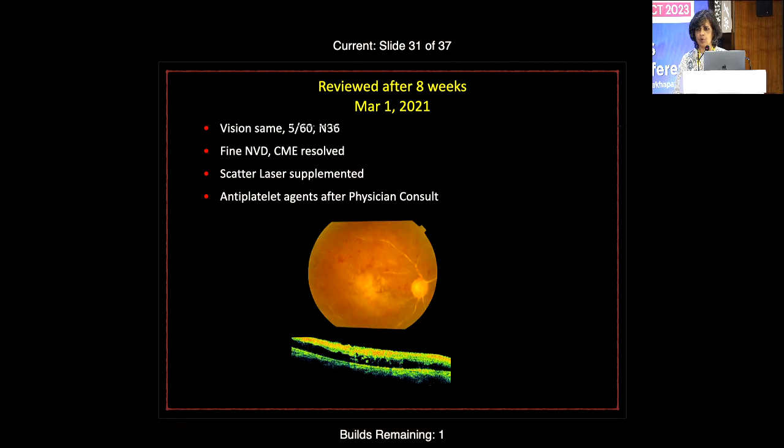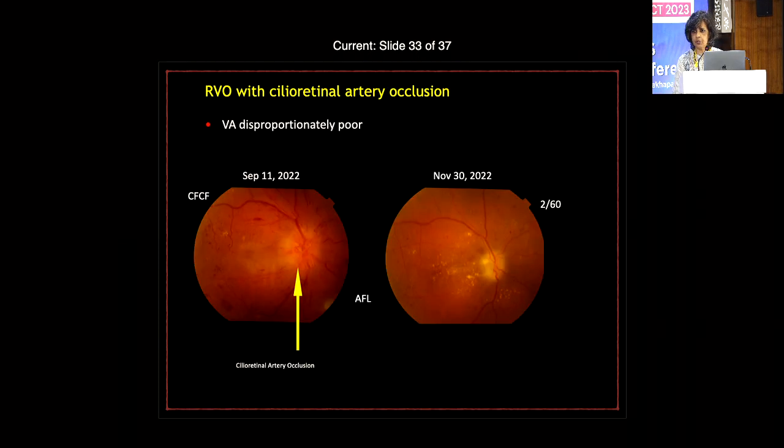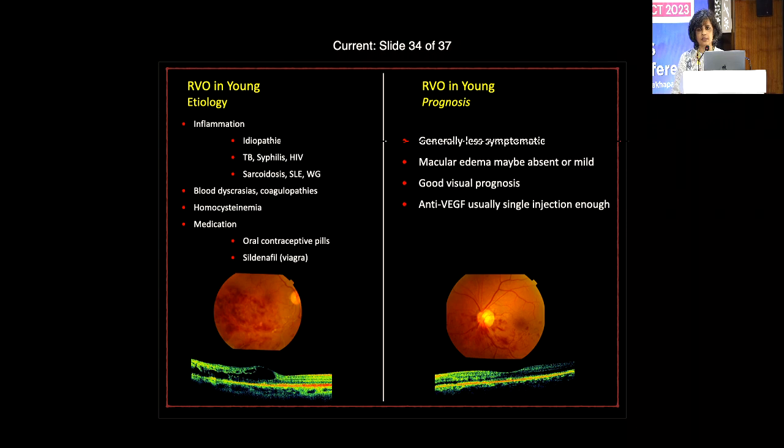And this is just to show how a patient, despite all treatment, goes into NVG. If there is a disproportionate amount of vision loss in a CRVO, there is possibly macular infarct from associated cilio-retinal artery occlusion, as you see here. However, injections still work, anti-VEGF still work. And this is the last slide.